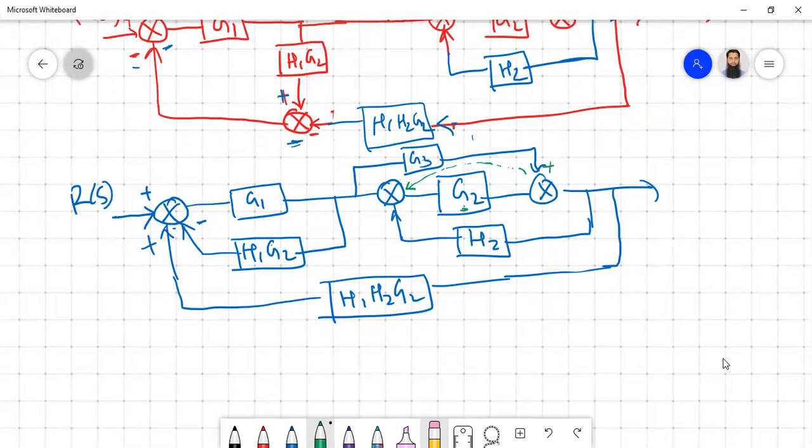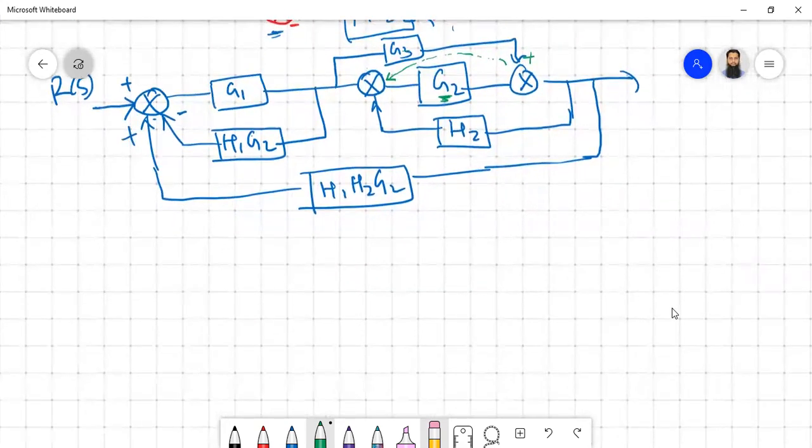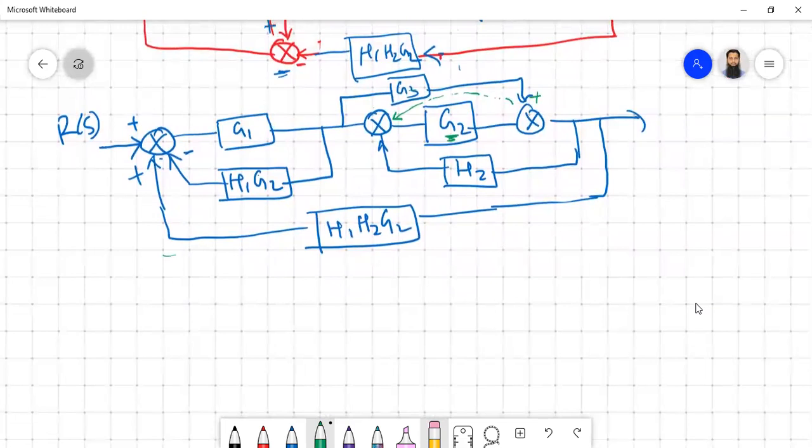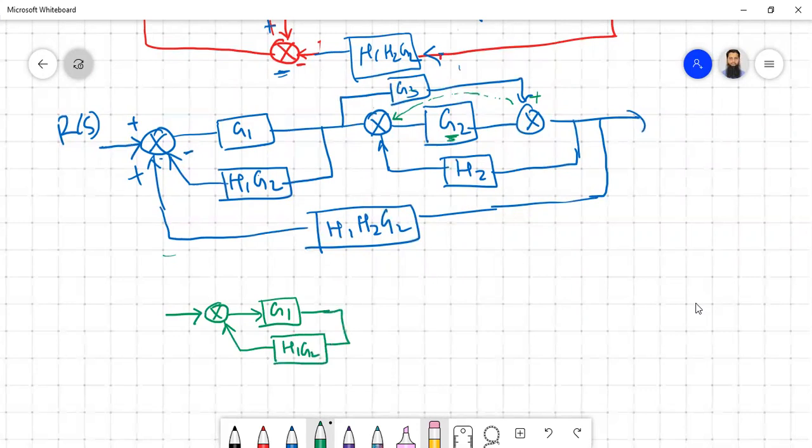So if you add it here, then G2 is only going, but if you add it to the previous summing junction, then it will also be multiplied by G2. So it has to be divided by G2. So it's not that difficult. Okay, so what we are going to have now is the summing junction here, then you have G1, then the feedback goes with H1, G2, goes here, then the other one going from here to the same summing junction.